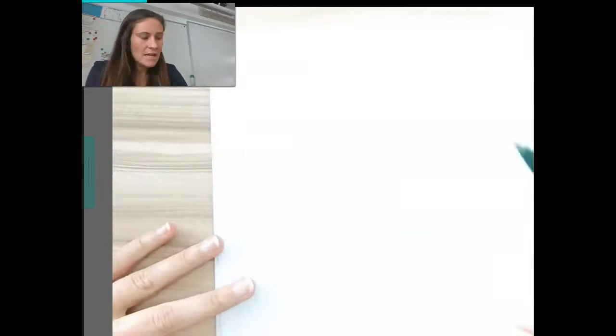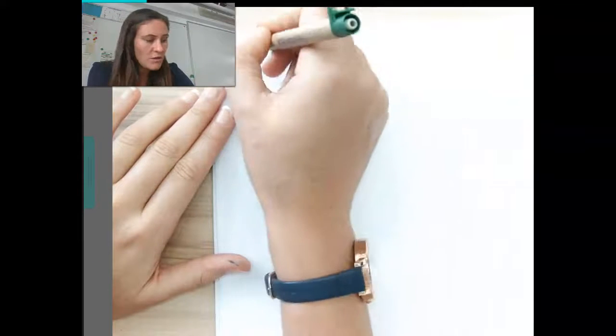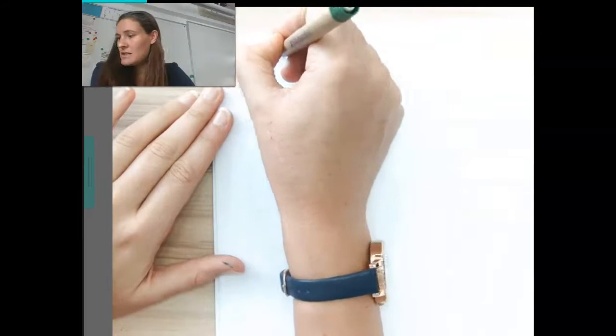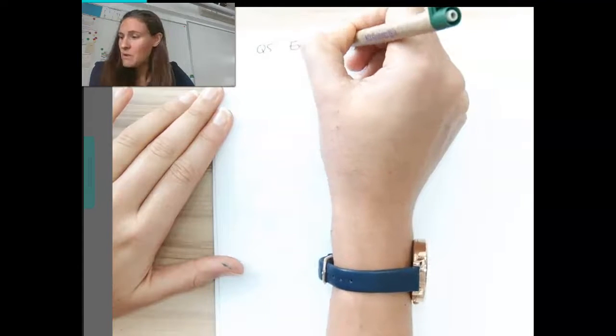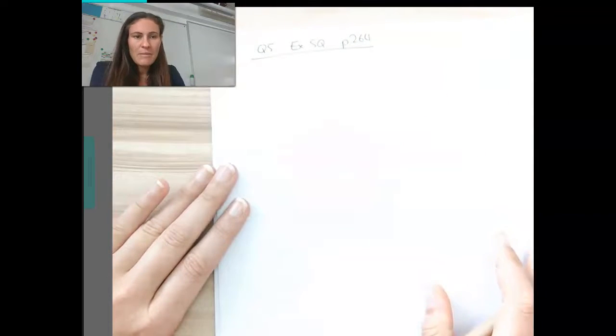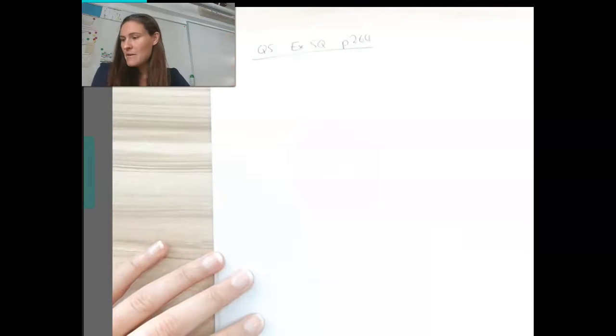Okay, this is a video to go through question 5 of exercise 5Q from the textbook, which is page 264. All right, so I'll upload these notes as well in case it's not very clear to see. I know I've got a bit of light here.